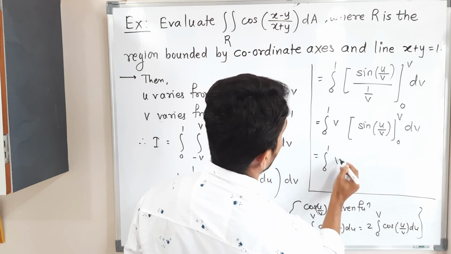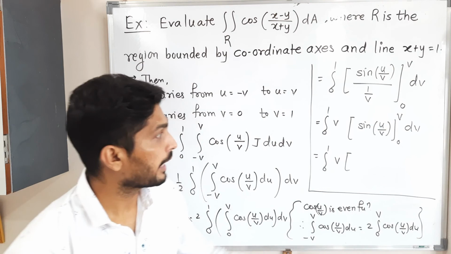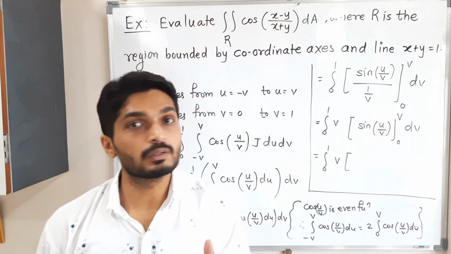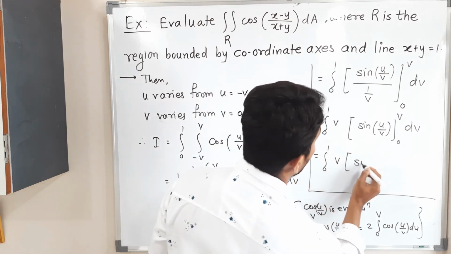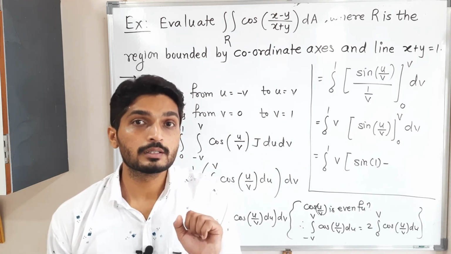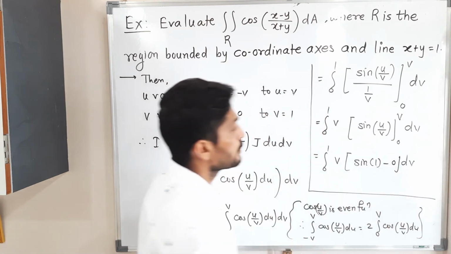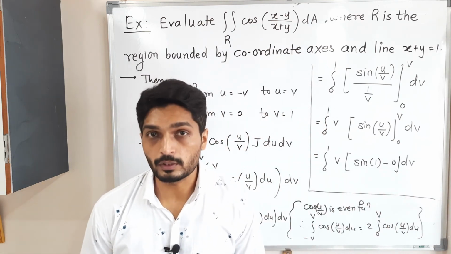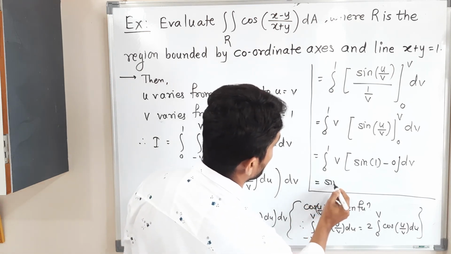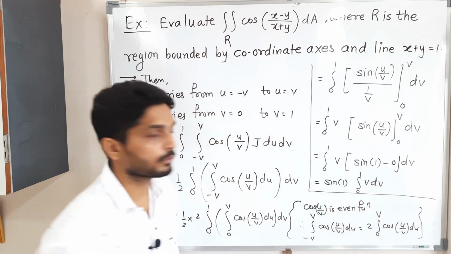Integration 0 to 1 of v. See what will happen if I put the upper limit. In place of u we have to put v. So in the bracket we will have sine(v upon v). The v will get cancelled and we will have sine 1, minus. After that we will put 0. Sine 0 is 0. So that's why it is 0, dv. So in the bracket actually we have got sine 1 only, and it's a constant, so you can take it outside. So this is equal to sine 1 times integration 0 to 1 of v dv. Now the problem is very simple.